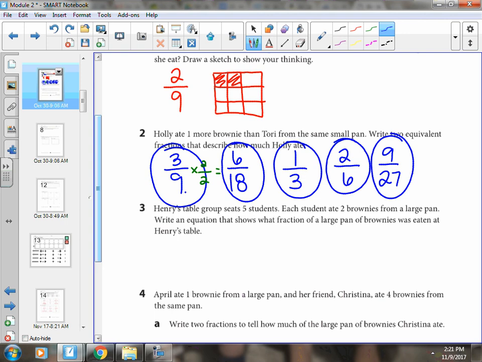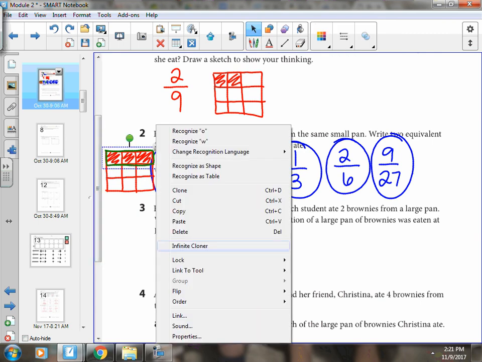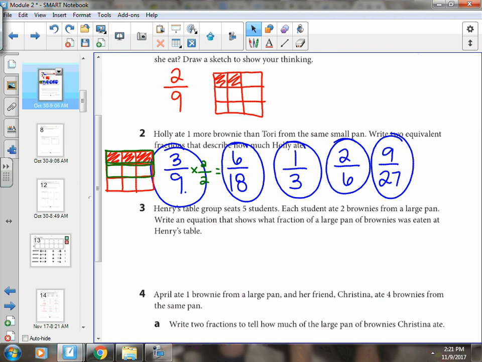Okay? And if you want to know that they're all equal to 1/3, you could draw 3 ninths. Right, here's 3 ninths. And can you tell that that's 1/3 of the pan, right? Here's 1/3 of the pan. Here would be 2/3 of the pan. Here would be 3/3 of the pan.